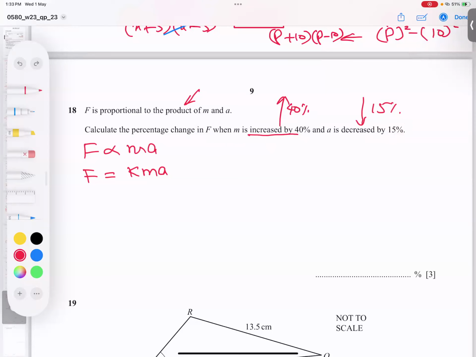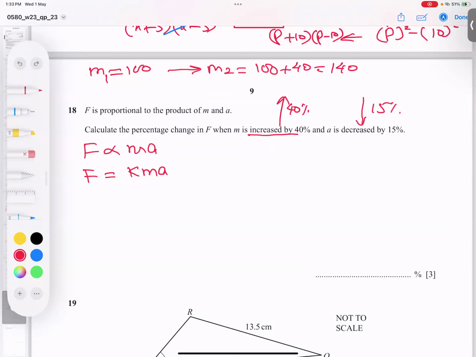In this situation, you can take any number, 2, 3, 4, 10, whatever, but the ideal number is 100. If I take the initial value of M as 100, this is the original M1. Then what does M2 come to? The 40% of 100 is 40. So 40 increase. So to 100, if I add 40, I get 140.